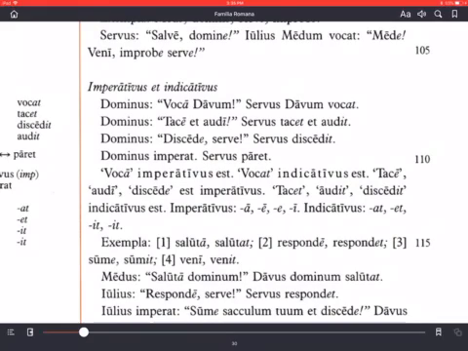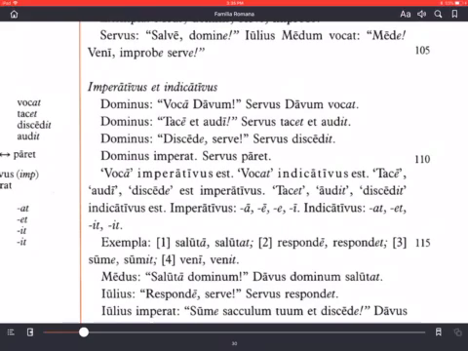Servus discedit, the slave goes away. Dominus imperat, the master orders. Servus paret, the slave obeys. Voca imperativus est, voca is an imperative. Vocat indicativus est, vocat is an indicative.